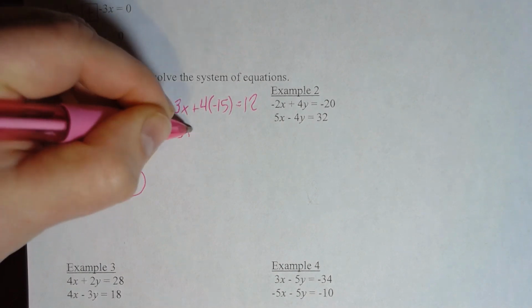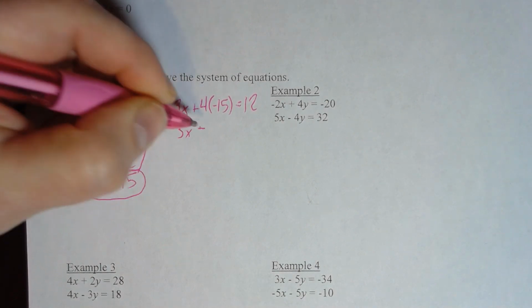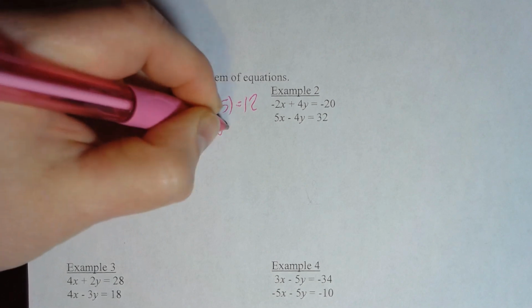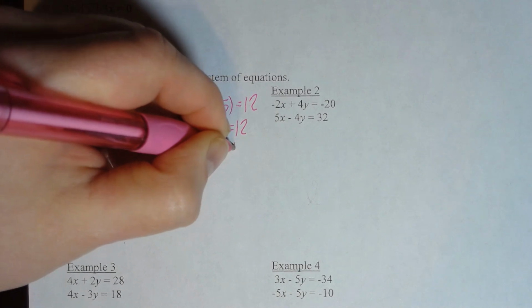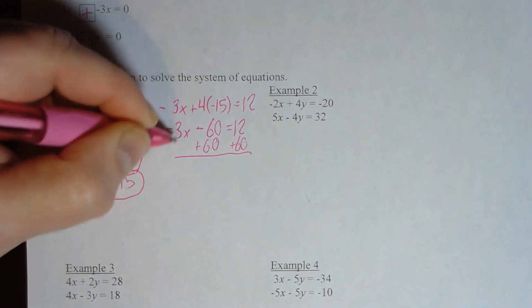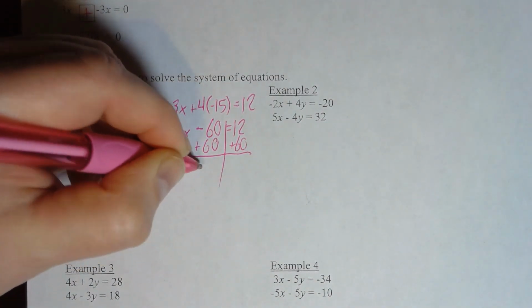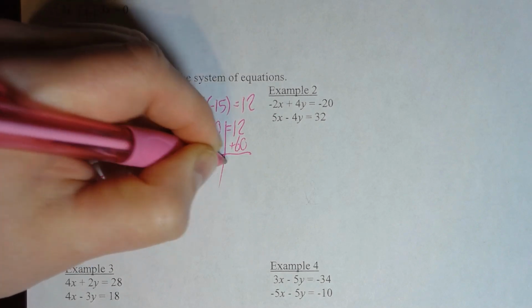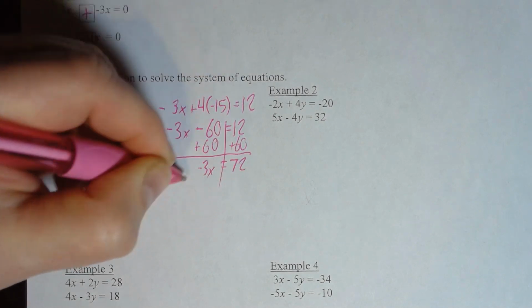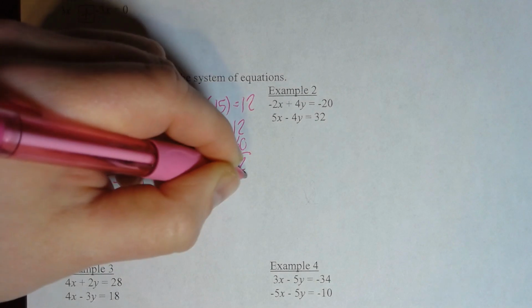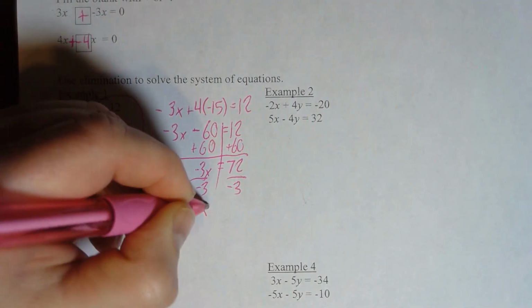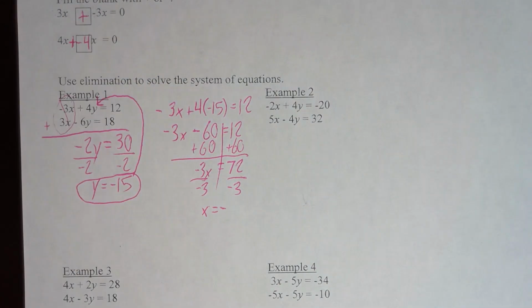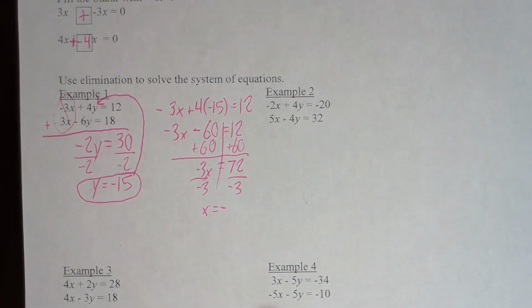And now I'm doing algebra again. This is negative 60 equals 12. I'm going to add 60 to both sides, and I get that negative 3x equals 72, dividing by negative 3, and I get that x equals a negative, oh, what is that? That's 24.